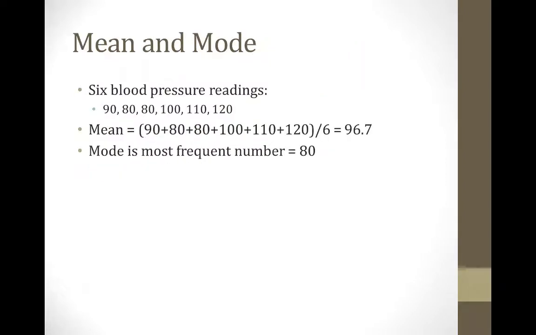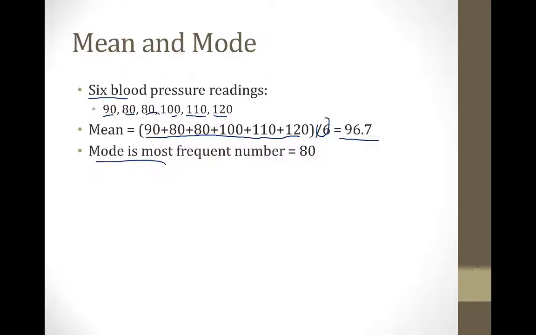So just to keep this simple, instead of all those blood glucose levels, let's imagine that we had 6 recordings of systolic blood pressure, and they were 90, 80, 80, 100, 110, and 120. Well, the mean would be the sum of all 6 of those numbers divided by 6. So that's very easy to get. You've probably done this many times when you average things out. And that would be 96.7 for this data set.